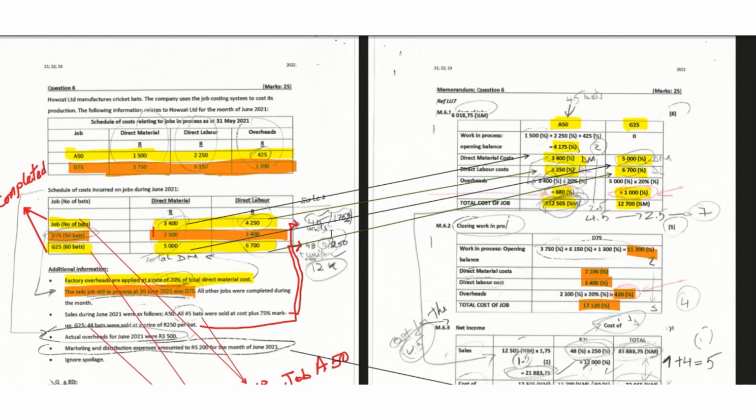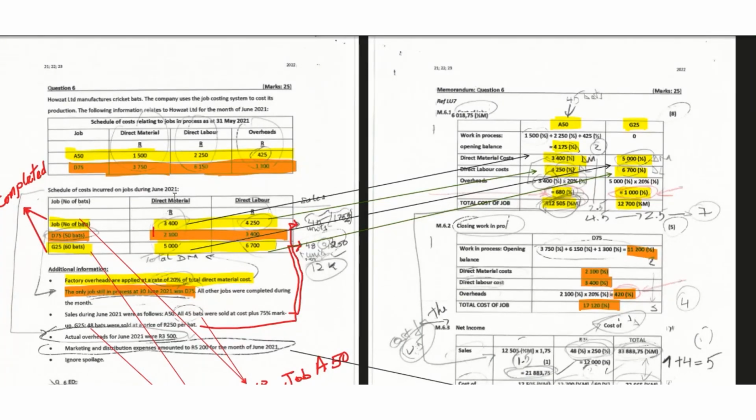Okay, so what is important here is we are focusing on jobs, all right? They've provided you two jobs. Job number one, they numbered it A50. Job number two, D75. But they are telling you, look at the dates, that is very important there. They say that the schedule of cost relating to jobs in process as at 31st May 2021. But when you're looking at the second table, it says schedule of cost incurred on jobs during June.